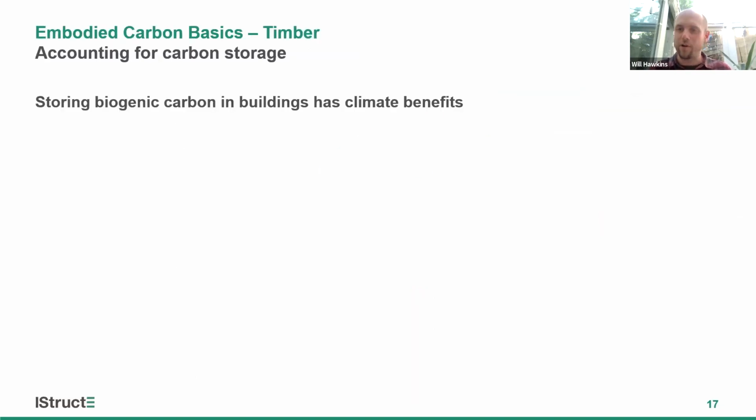So how can you account for carbon storage? If the codes say that you can't in an EPD, but we know that there are some benefits to carbon storage, how can you account for that when you're communicating your designs or when you're comparing designs? So I think storing biogenic carbon in buildings does have climate benefits. How can we communicate it?